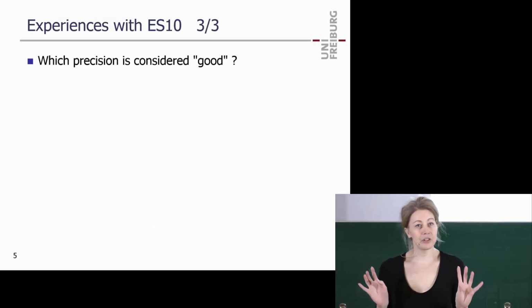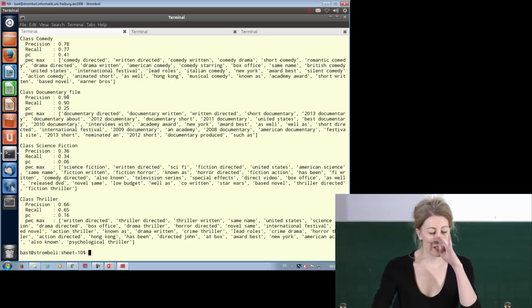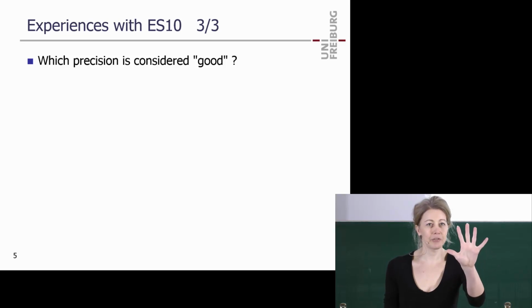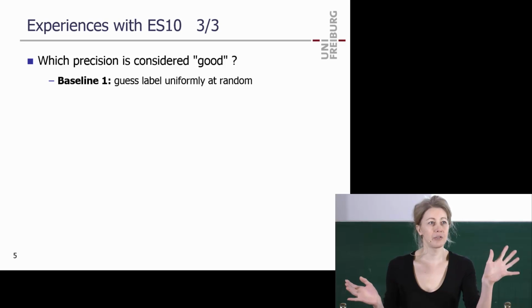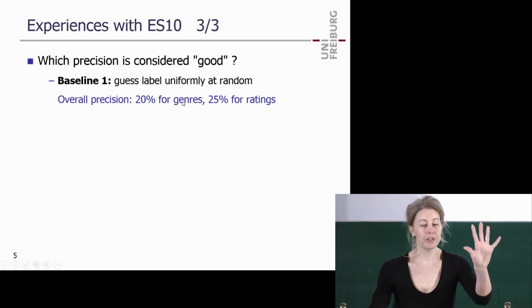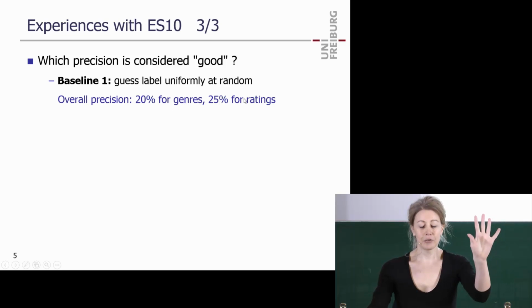Which precision is considered good? That's another interesting question here. I have one slide on it. So is this good or bad? 90%? What should I expect? So what's the baseline? The simplest baseline you probably think of immediately: when you have 5 classes, you just guess. You always guess one of them, right? Then what's the precision? It's 20% for genres where you have 5 classes, right? You get it right with probability 1/5. For ratings, you get it right with probability 1/4.